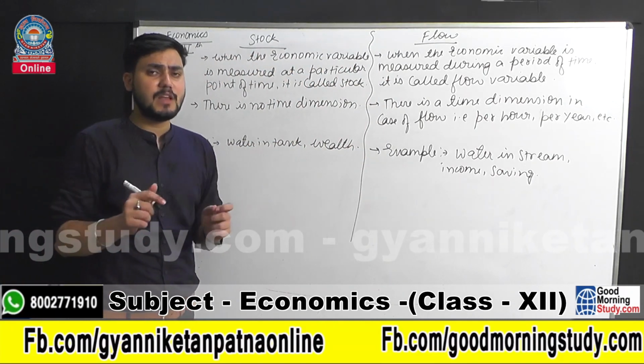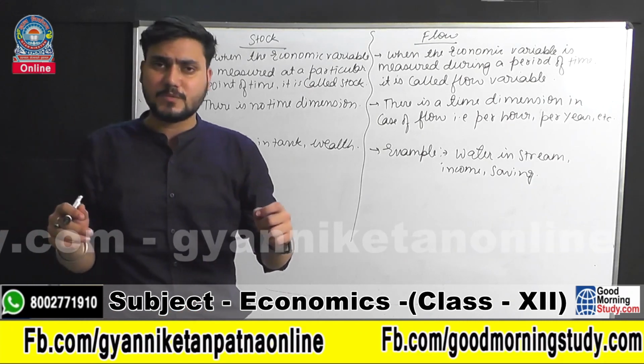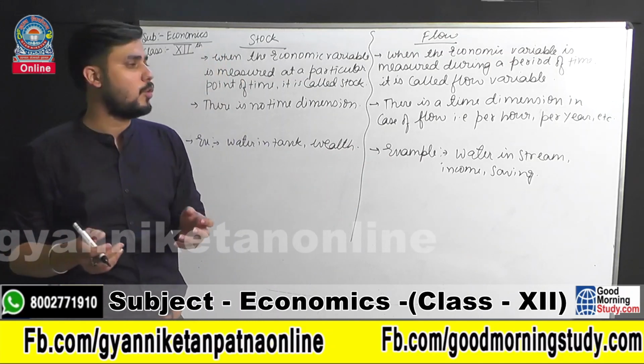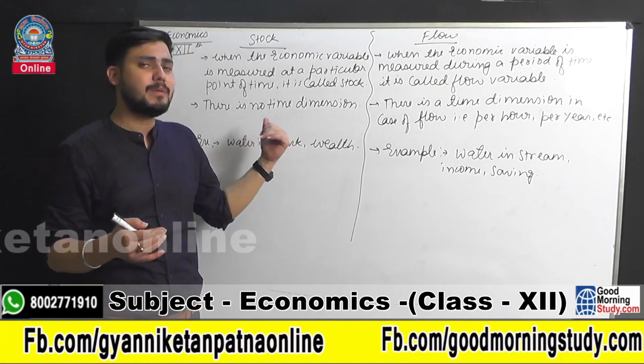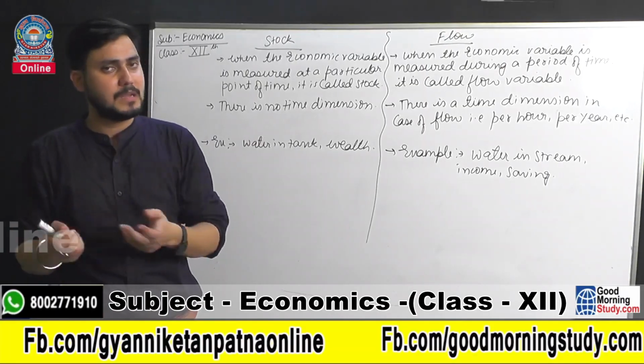Okay, so stock: if the value is measured at a particular point of time, it is called stock. And flow: if the value is measured during a period of time, it is called flow, and there is a time dimension in case of flow. In case of stock, there is no time dimension, and in case of flow, there is a time dimension like per hour, per month, per day, etc. Okay.